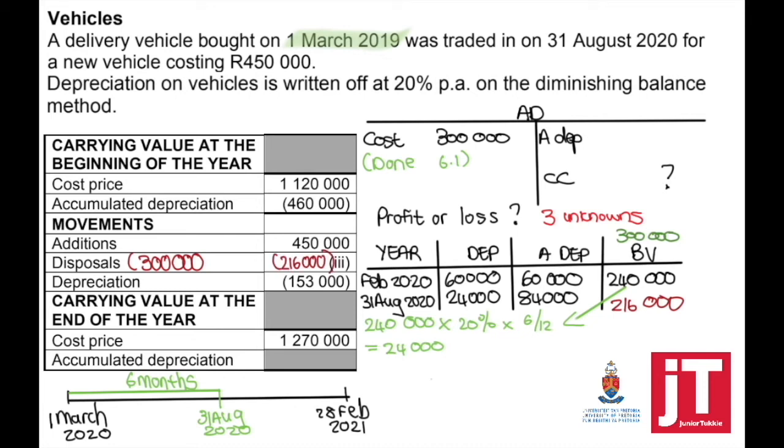In brackets on my tangible asset note, it's going to show 216,000. Please remember when completing the tangible asset note, 216,000 is the disposal at carrying value. Always show in brackets the cost minus the accumulated.